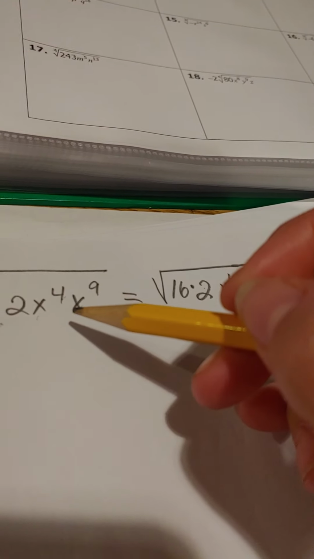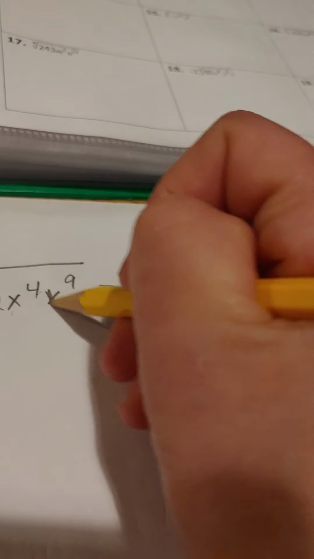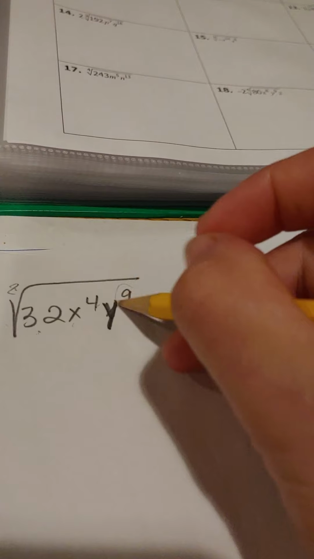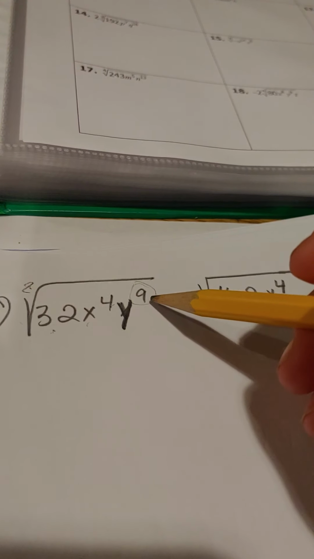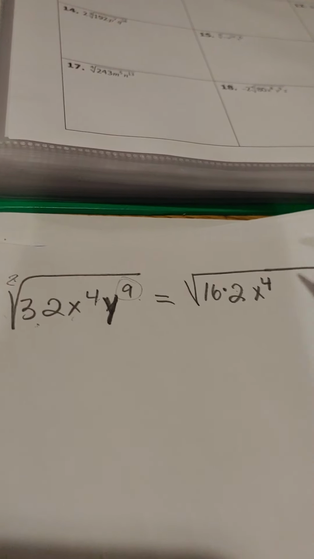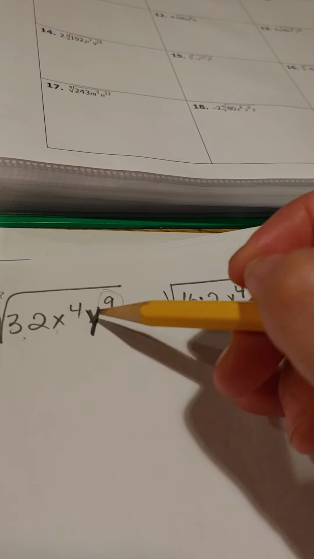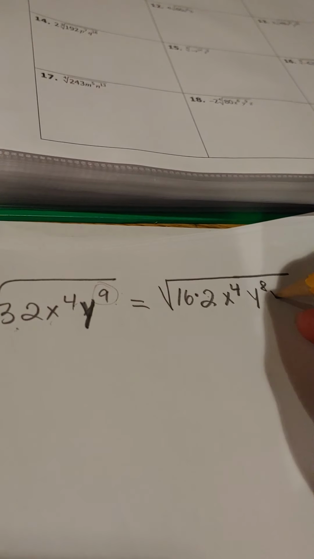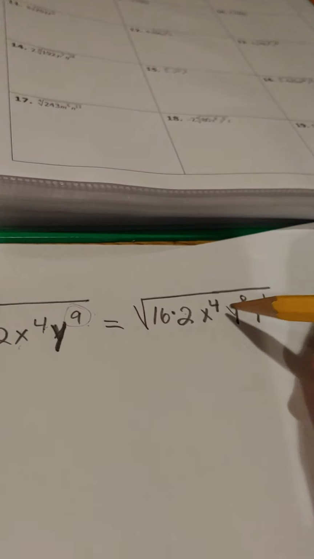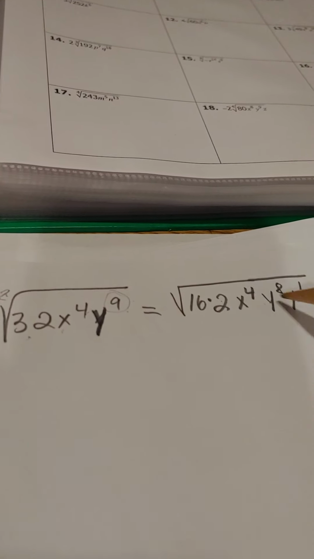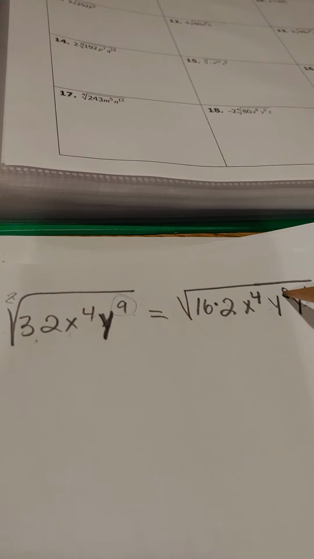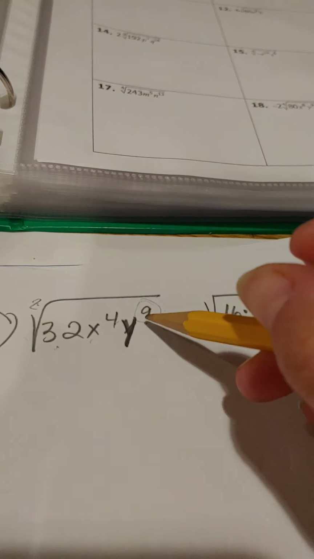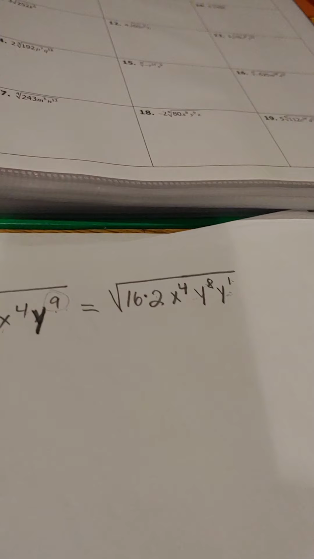And then now we have y to the 9th power. This is not a multiple of 2. So what we can do is break y to the 9th power into y to the 8th power and y to the 1st power. Remember the rule: when we multiply exponents, we add their powers. So 8 plus 1 is 9. That's what we have. So we just broke it down correctly.